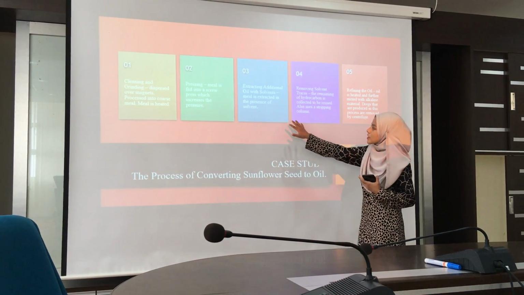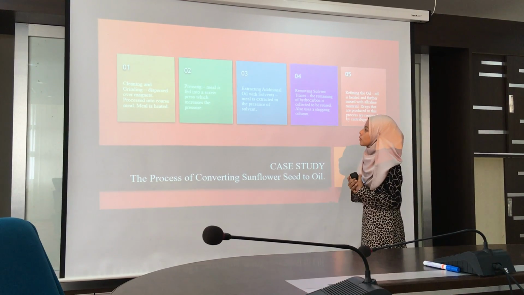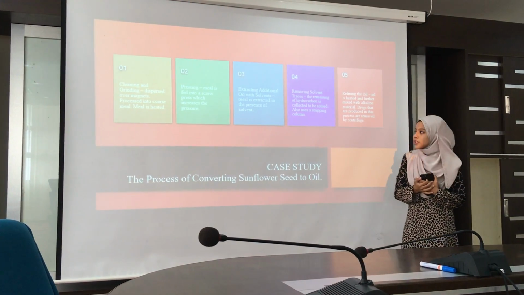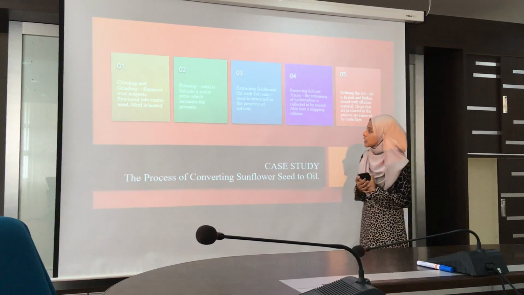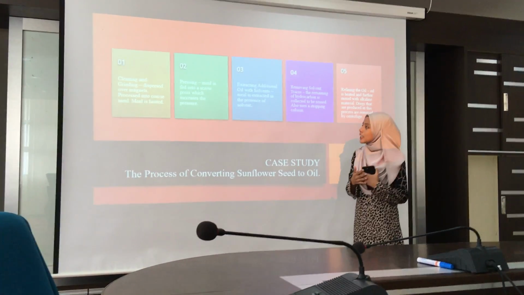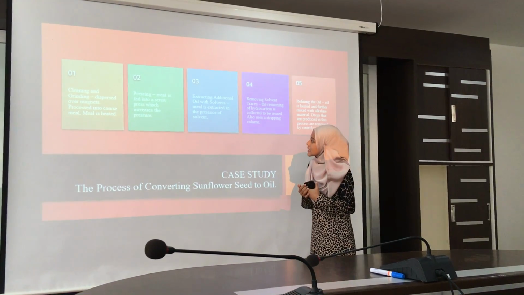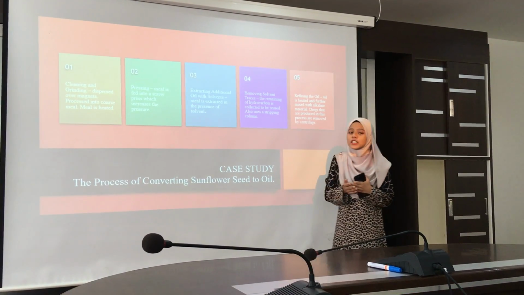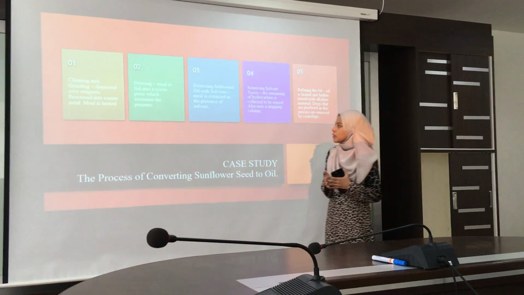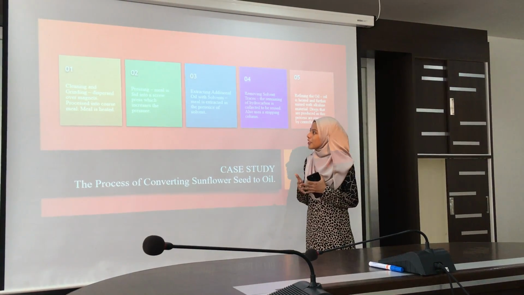The next process is extracting additional oil with solvent. This is when the separation process takes place. The remaining oil that has not been extracted out of the seed is extracted in the presence of solvent. The solvent that we will be using is a volatile hydrocarbon.